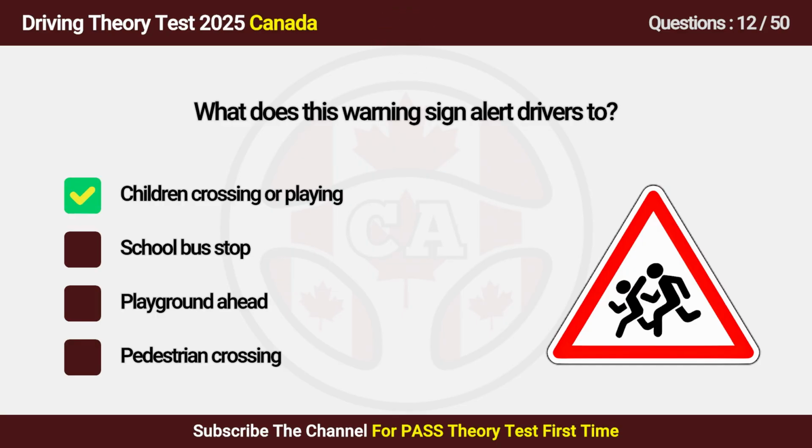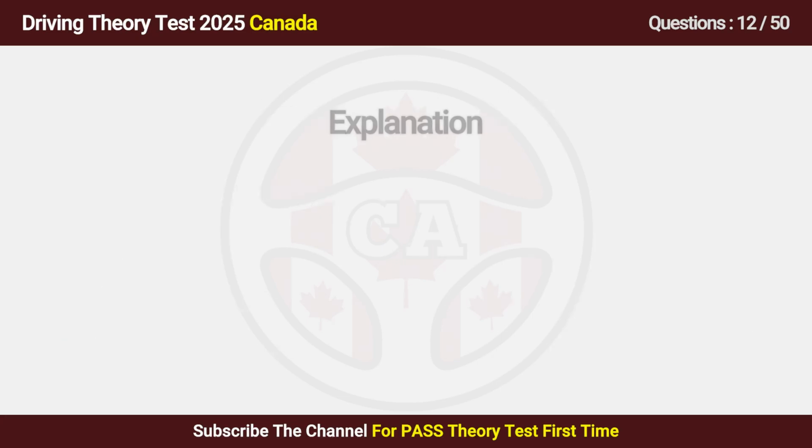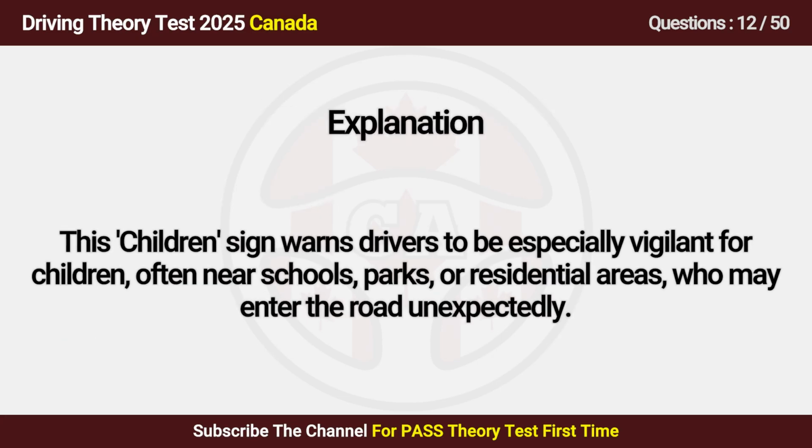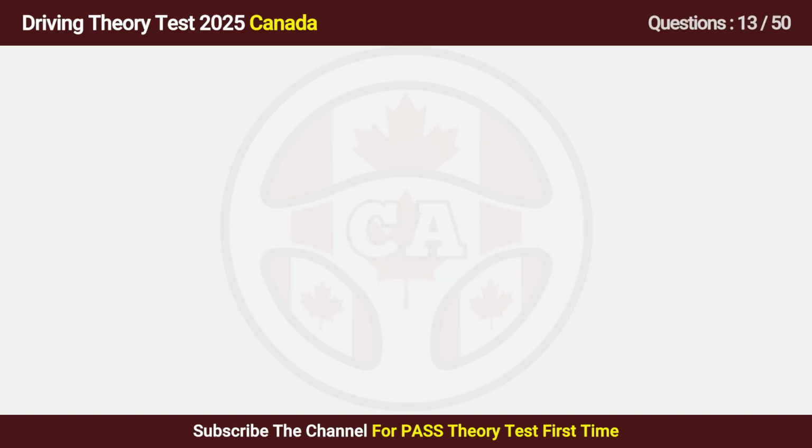Answer is A. Children crossing or playing. This children sign warns drivers to be especially vigilant for children, often near schools, parks, or residential areas, who may enter the road unexpectedly.